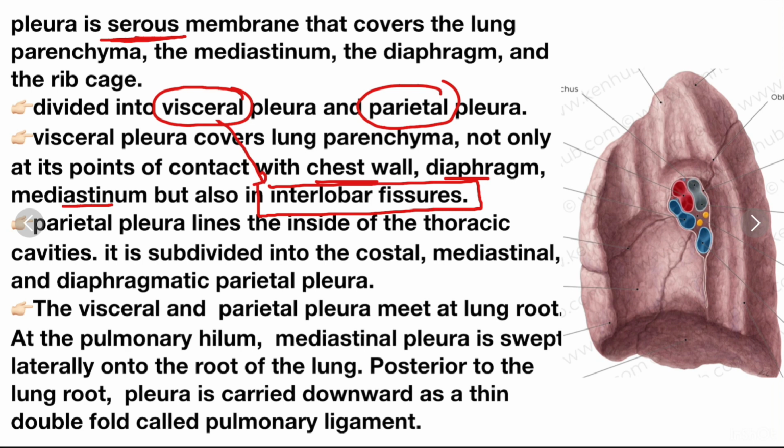The visceral and parietal pleura meet at the lung root at the pulmonary hilum, and mediastinal pleura is swept laterally onto the root of the lung. Posterior to the lung root, pleura is carried downward as a thin double fold, which is known as the pulmonary ligament. So this is the pulmonary ligament, and this is the hilum where the lung root is, and around that, slightly posteriorly, it is coming downwards. This is a thin double fold, which is known as the pulmonary ligament.